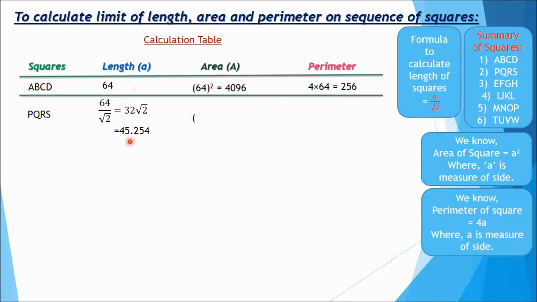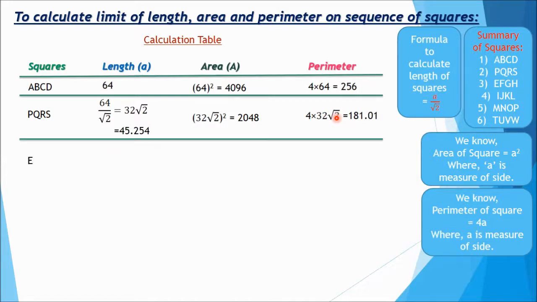Now let's see the area. Area will be a square. Now a will be 45.254, and its square will be 2048. Now it is decreasing, isn't it? It is totally decreased by half from the 64 square. Now the perimeter will be 181.01. The perimeter is also decreasing, everything is decreasing.